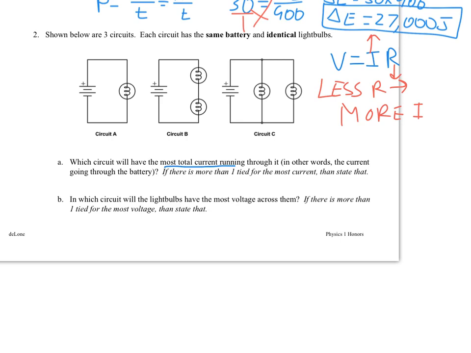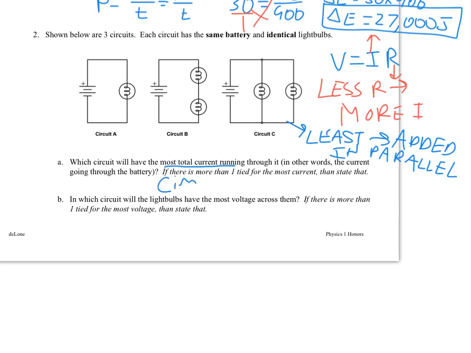Circuit C is going to have the least resistance because we added resistors in parallel. And when we add resistors in parallel, that decreases the total resistance. Remember, that's that idea that it creates more possible pathways. Instead of just having one pathway like A and B do, C has two separate pathways. Each one only has one bulb on it. And so that means that circuit C will actually have the most current running through it.